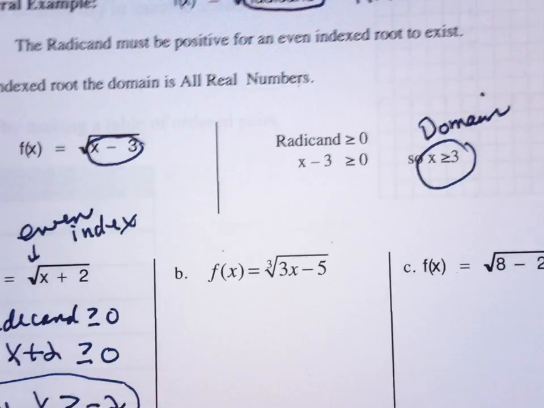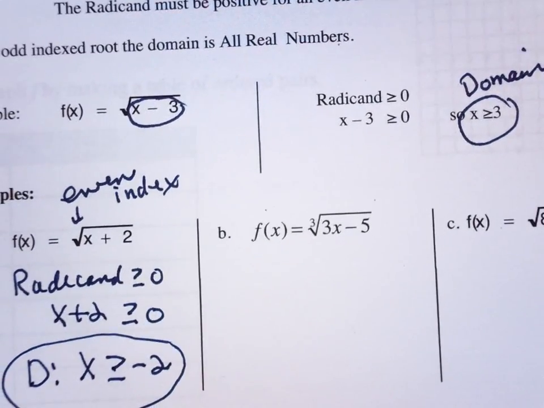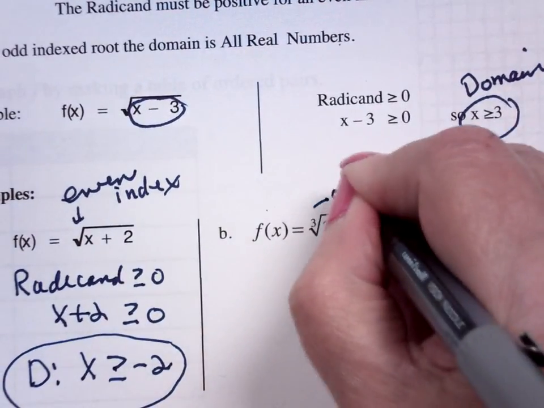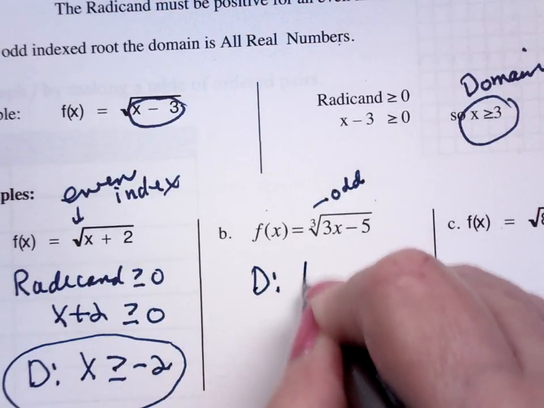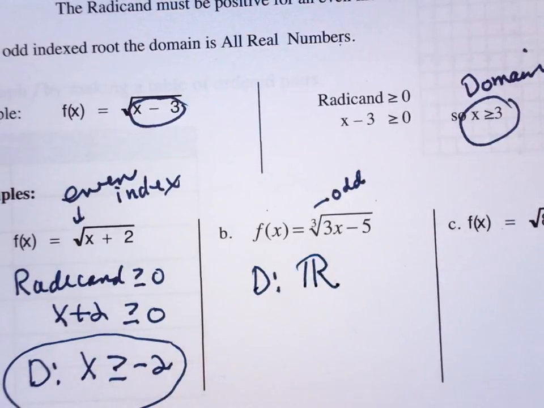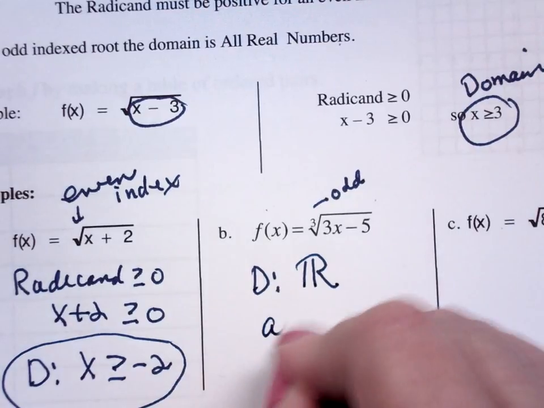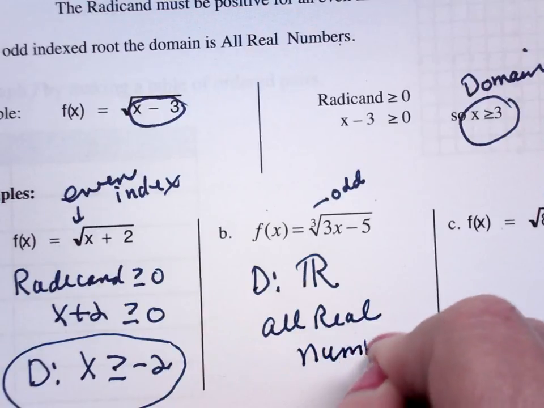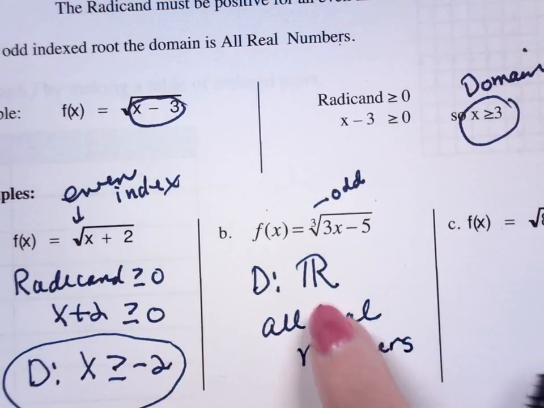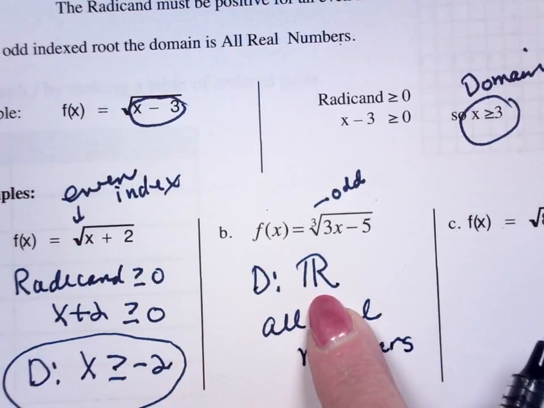Cube root, what do you notice? Odd. And if you see an odd index, what's the domain automatically? All real numbers. I know you use this in college algebra all the time. That means all real numbers, so I don't have to write the words all real numbers.